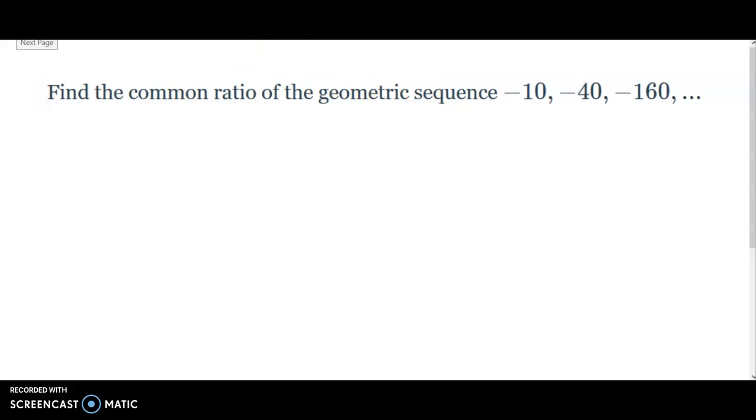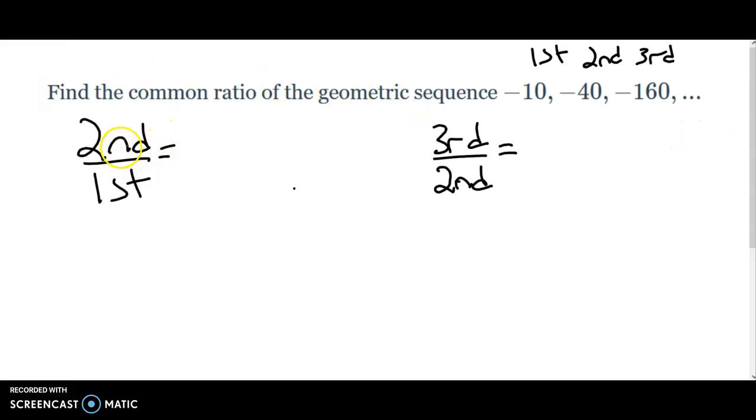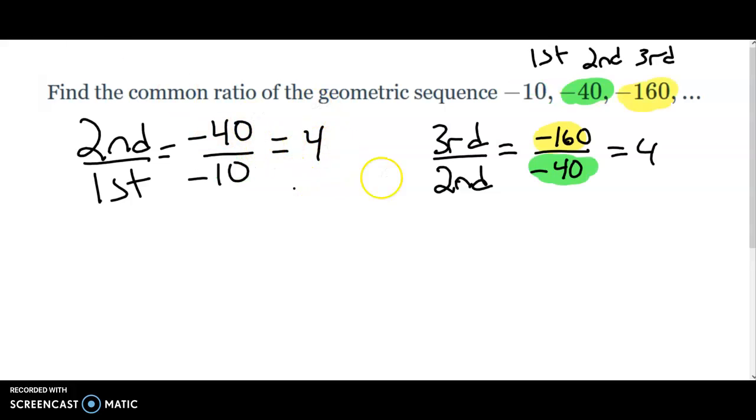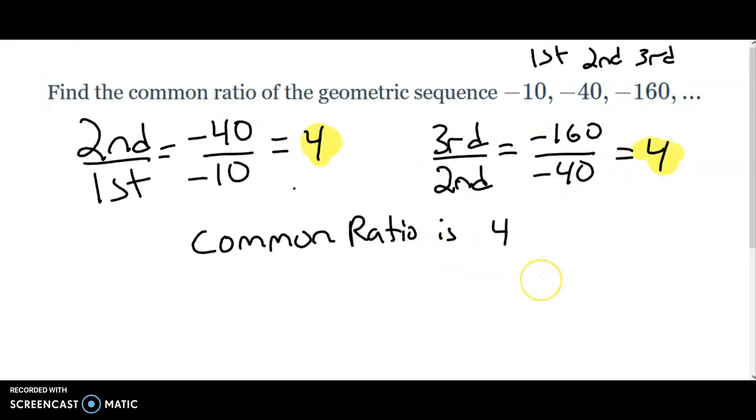But you keep the same rules here. You've got the first, the second, and the third term. We're going to do the second term divided by the first. In this case, it's going to be -40 divided by -10, and when we do that, we get 4. Now, just to make sure that the common ratio is 4, we're going to do the third term divided by the second, -160 divided by -40, and it gives us 4 too. So the common ratio in this case is 4.